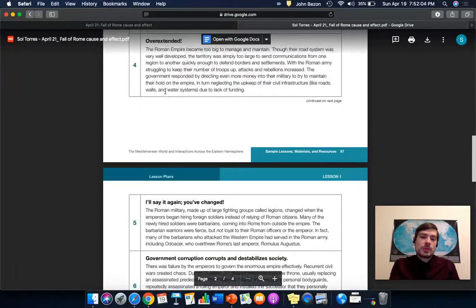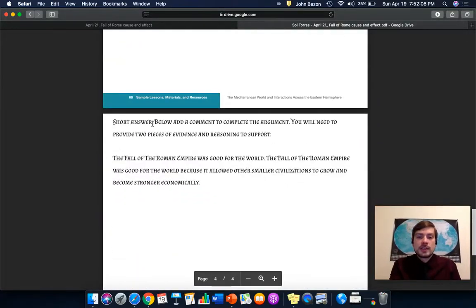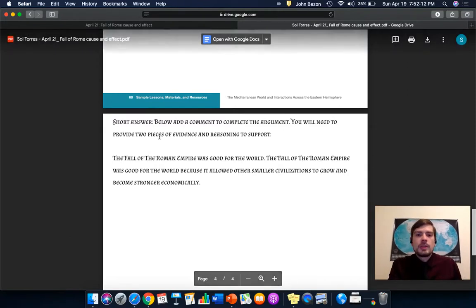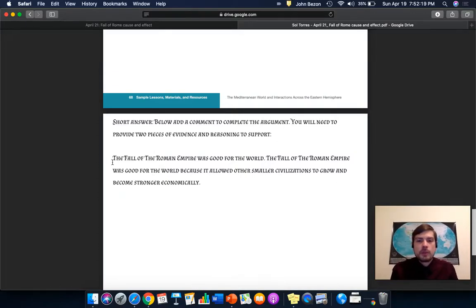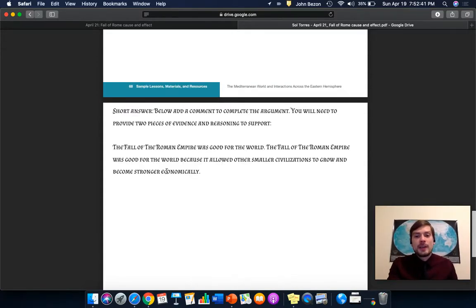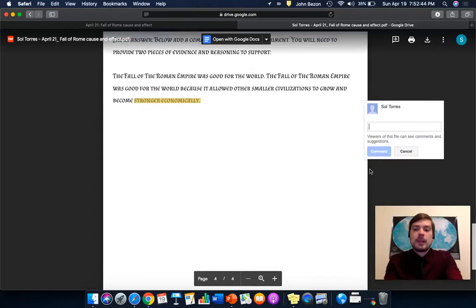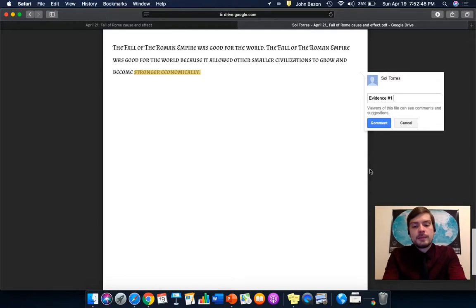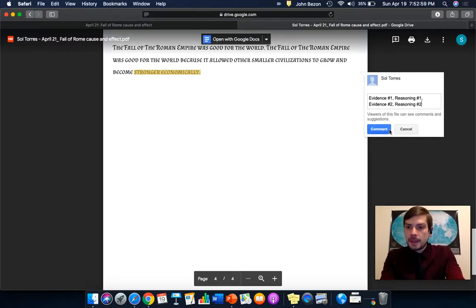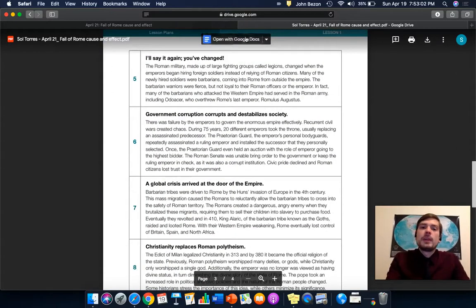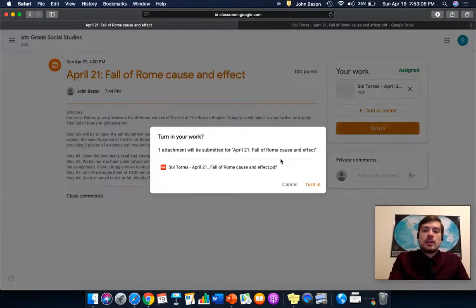All right? When you get done with those 3 annotations, you got to drop down here. There is a short answer question. It says below, add a comment to complete the argument. You will need to provide 2 pieces of evidence and reasoning to support. This is the claim and reason. The fall of the Roman Empire was good for the world because it allowed other smaller civilizations to grow and become stronger economically. So what you're going to do is highlight, add a comment, and then you need to give me evidence number 1, reasoning number 1, evidence number 2, reasoning number 2. And then you're all done from there. You'll click complete. When you're all done, you go back here, click off, and turn in your assignment.